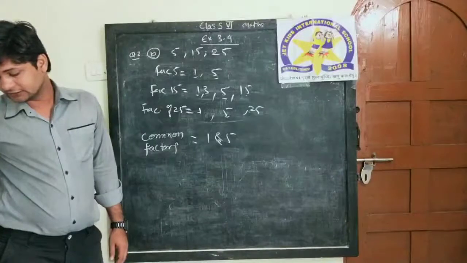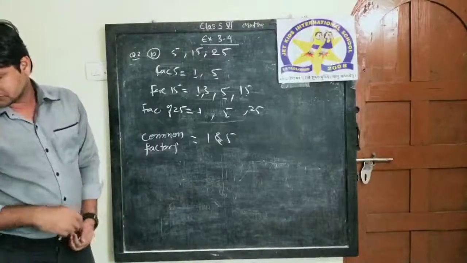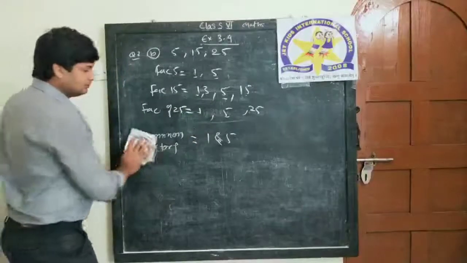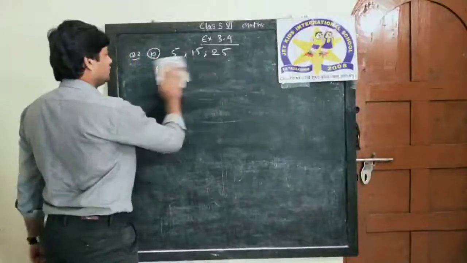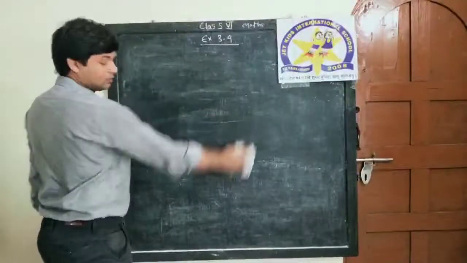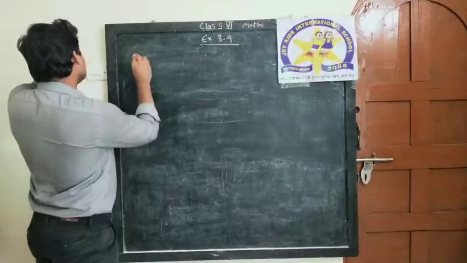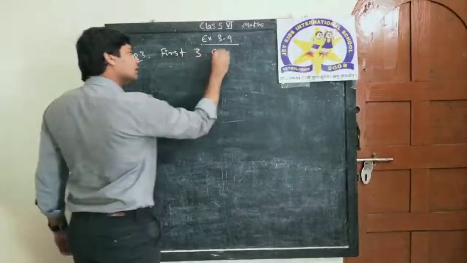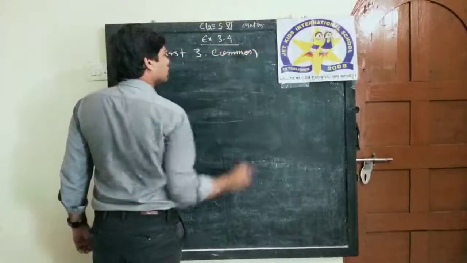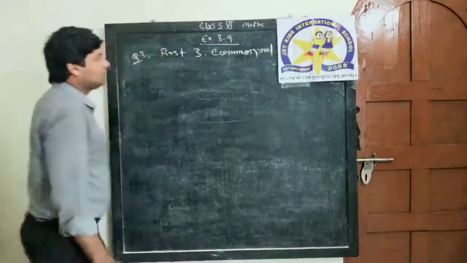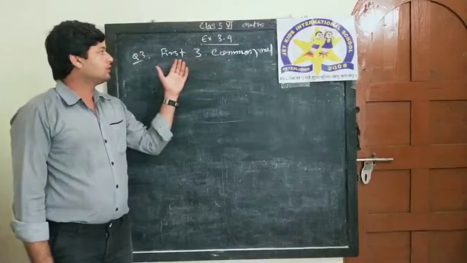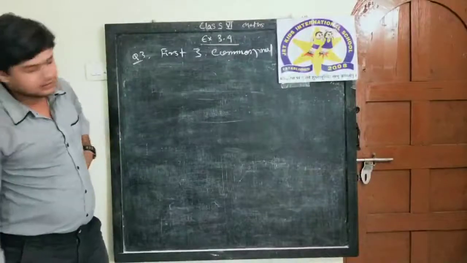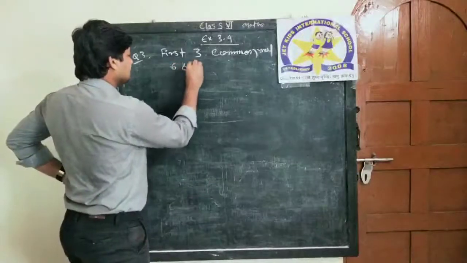Next is question number 3. Find the first 3 common multiples. Okay, take a snap. Very simple. Question number 3: first 3 common multiples. You have to find them for the given pairs. First is 6 and 8.